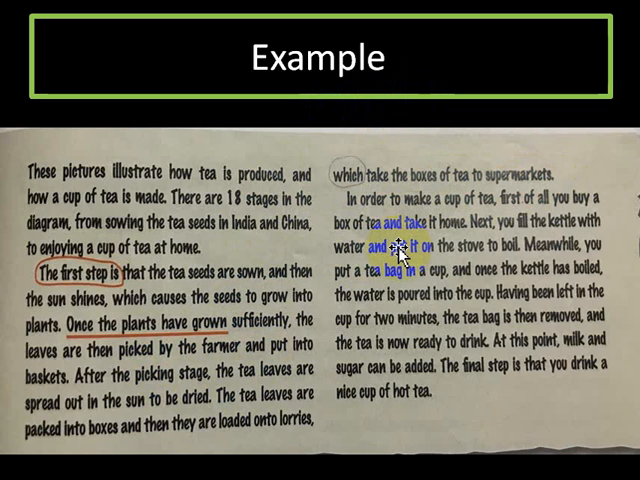The following paragraph, which is also a body, talks about the second stage, which is the stage of serving, preparing tea. In order to make a cup of tea, first of all, you buy a box of tea and take it home. Next, you fill the kettle with water and put it on the stove to boil. Meanwhile, you put a tea pack in a cup, and once the kettle has boiled, the water is poured into the cup. Having been left in the cup for 2 minutes, the tea pack is then removed, and the tea is now ready to drink. At this point, milk and sugar can be added. The final step is that you drink a nice cup of hot tea.